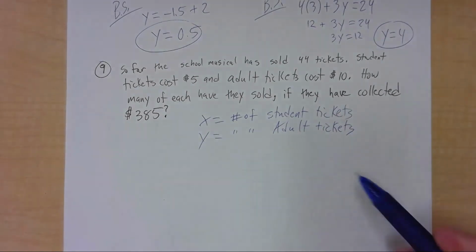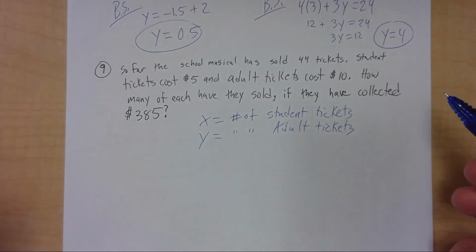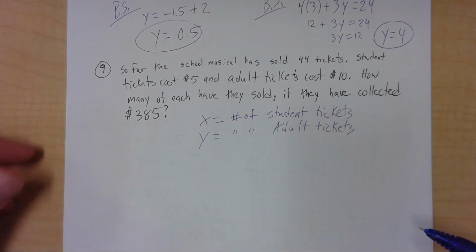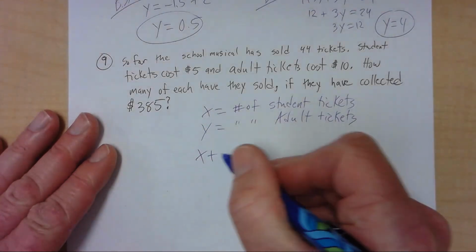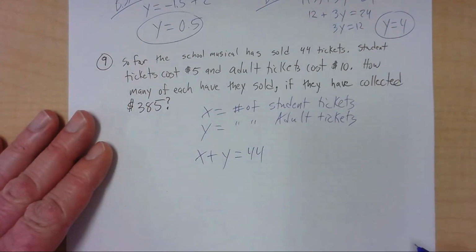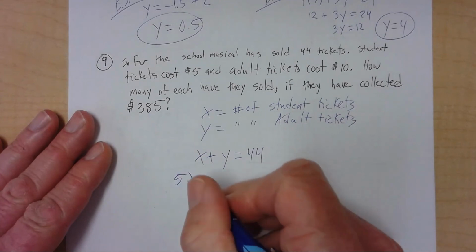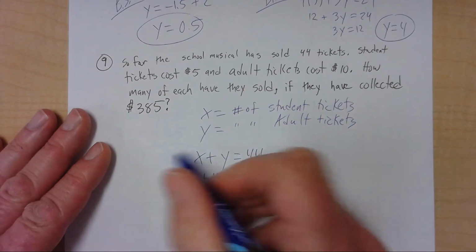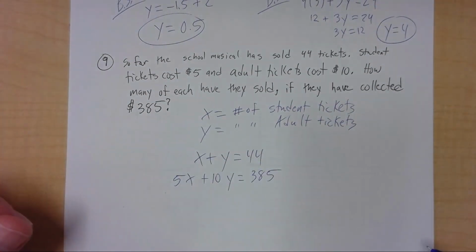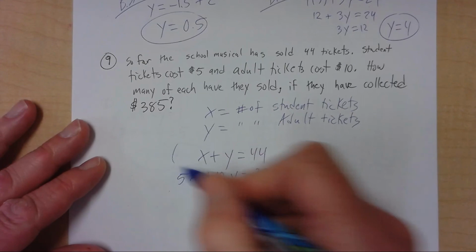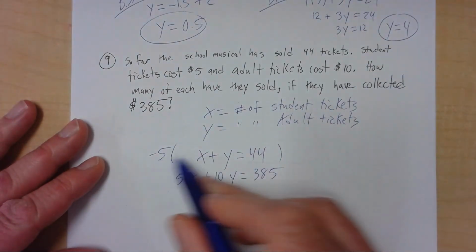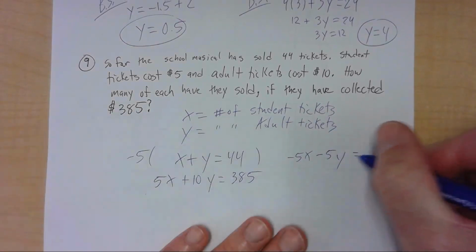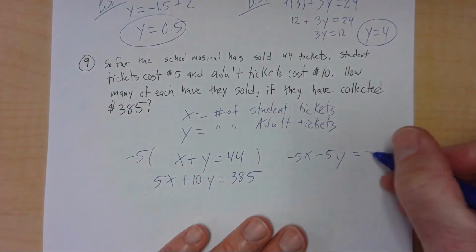I would use S for student tickets and A for adult tickets, but then S's look like 5, so I just use x and y and then make sure I label what I'm doing here. 44 tickets in all, so x plus y is 44. And then we do the cost equation. It's $5 for each x plus $10 for each y is $385 in all. So I'm going to solve this by multiplying to get rid of the x. I'm going to multiply this by negative 5. So negative 5 times x is negative 5x, negative 5 times y is negative 5y, and negative 5 times 44 would be negative 220.